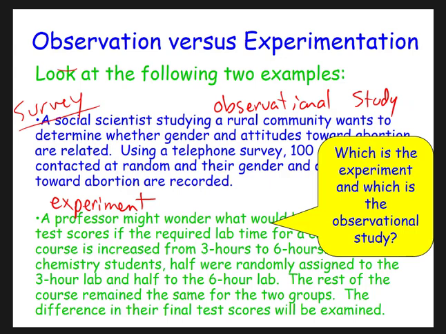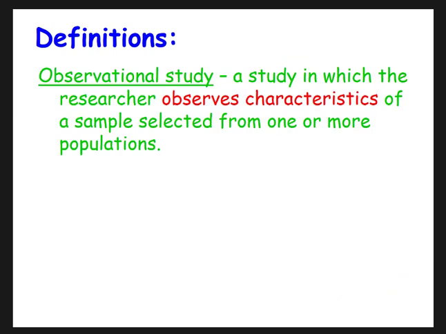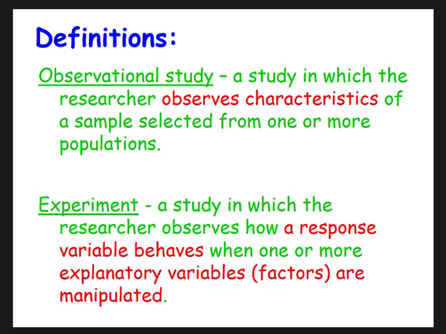We've already specified that. So, definitions. Observational study: a study in which the researcher observes characteristics of a sample selected from one or more populations. In other words, conditions that already exist. They just observe them and record those observations. An experiment is a study in which the researcher observes how a response variable behaves when one or more explanatory variables or factors are manipulated. So in the example in the previous slide, they changed the number of hours of lab time per week. Everything else was controlled, and the response variable was then their final score in the class. Do they retain the information better?